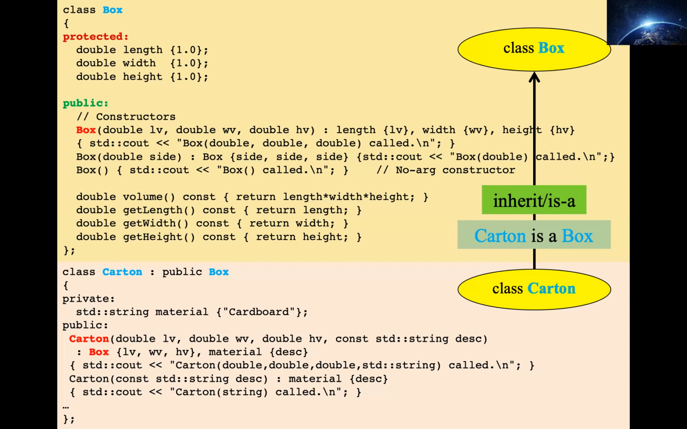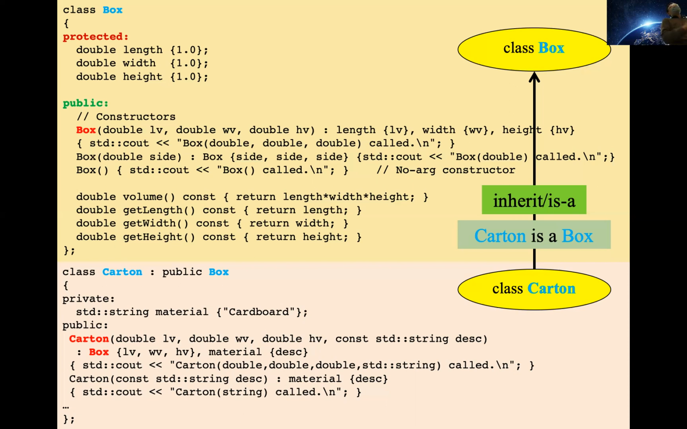Later we'll compare: if you put a different keyword, what does that mean? There is a table about the relationship between the keyword you use here to define the inheritance relationship and which variables you can access in the parent class. So now we say class Carton colon public Box. What I'm saying is that I'm going to define a Carton, which is a single inheritance of the class Box, using the public relationship with the parent class.